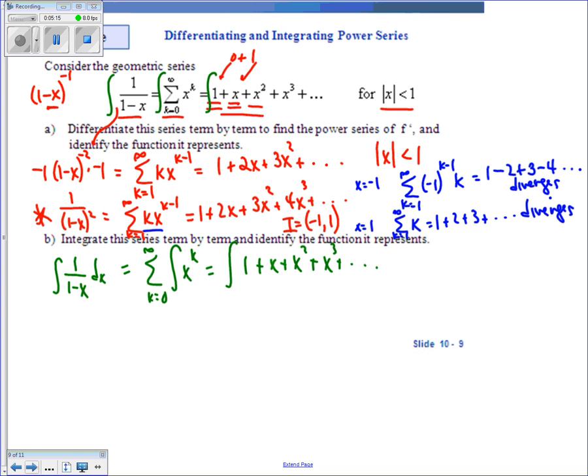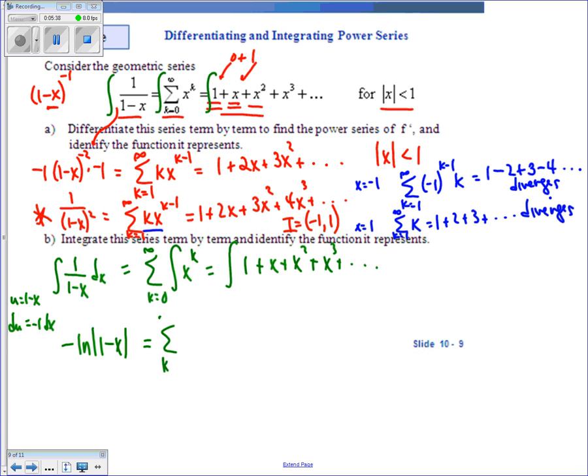Okay, so the left side, well, the integral of this, I'm going to let u equal 1 minus x. Notice the du is a negative 1 dx. So when I integrate, I'm going to get a negative natural log of the absolute value of 1 minus x. Don't worry about my plus c's. Equal, integrating term by term, I'm going to have the summation.